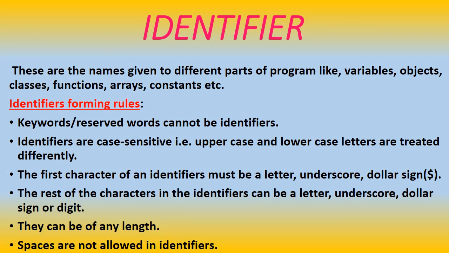Now we will see what are identifiers. So these are the names given to the different parts of programs like variables, objects, classes, functions, arrays, constants, etc. Means identifiers are the names which can be used as the name of variables, as the name of objects, as the name of classes, as the name of functions, as the name of arrays and in the name of constants.